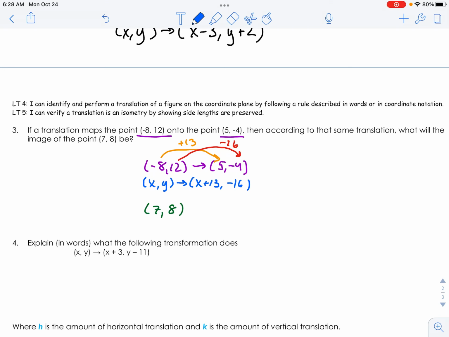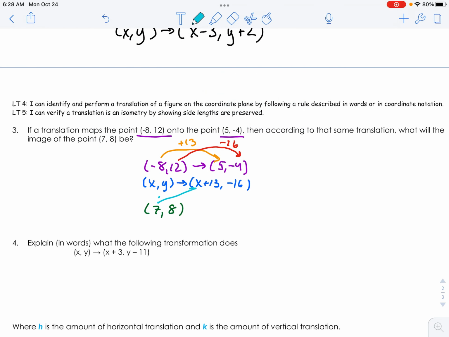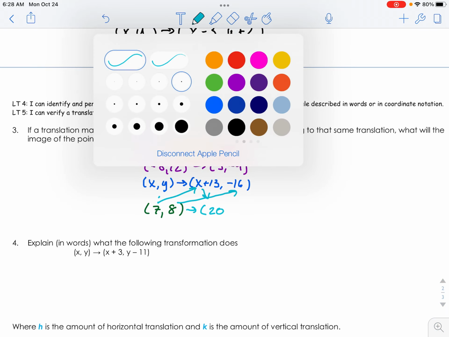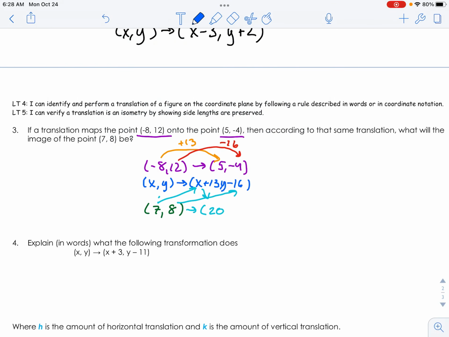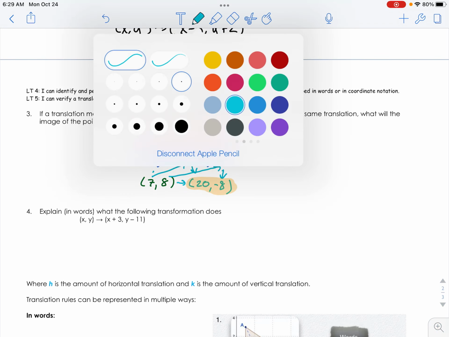Okay. So then the point I have that already exists, all I got to do is we'll say plug in 7 for x. It's going to spit out 20. Plug in 8. Oops, I forgot the y minus. I'm so embarrassed. Oh no. All right. 8 minus 16, negative 8. All right, and that's the answer right there. Hooray, math.